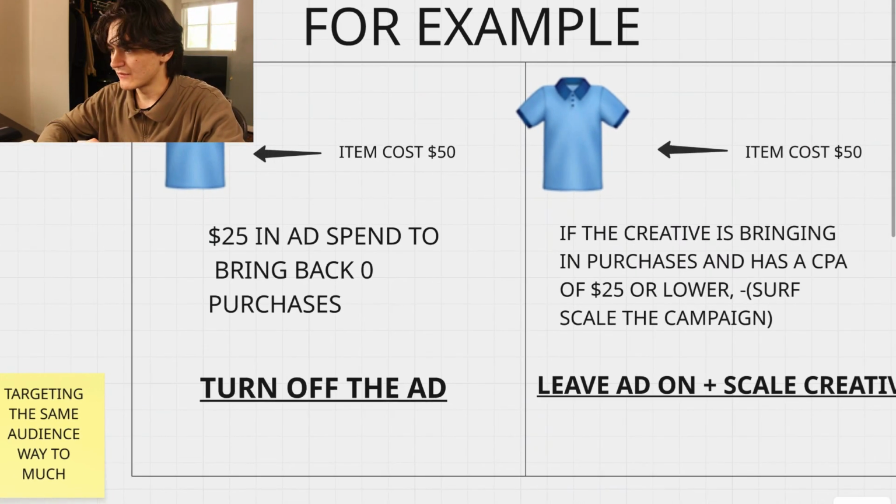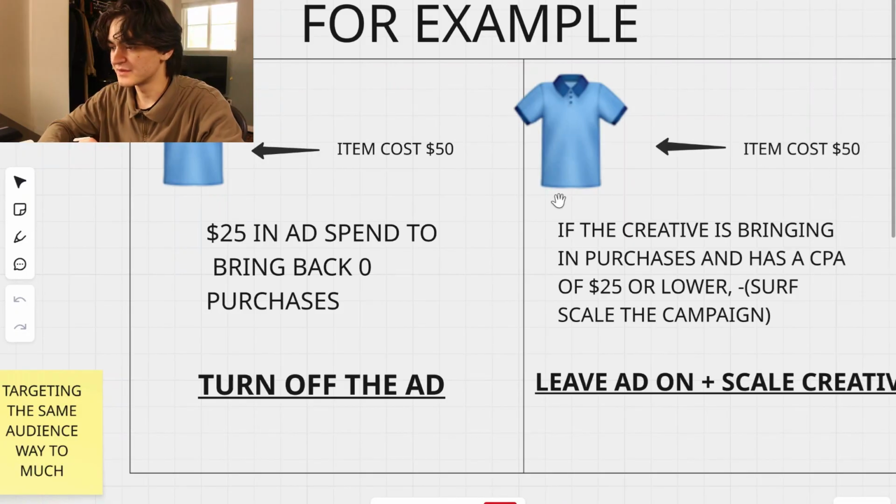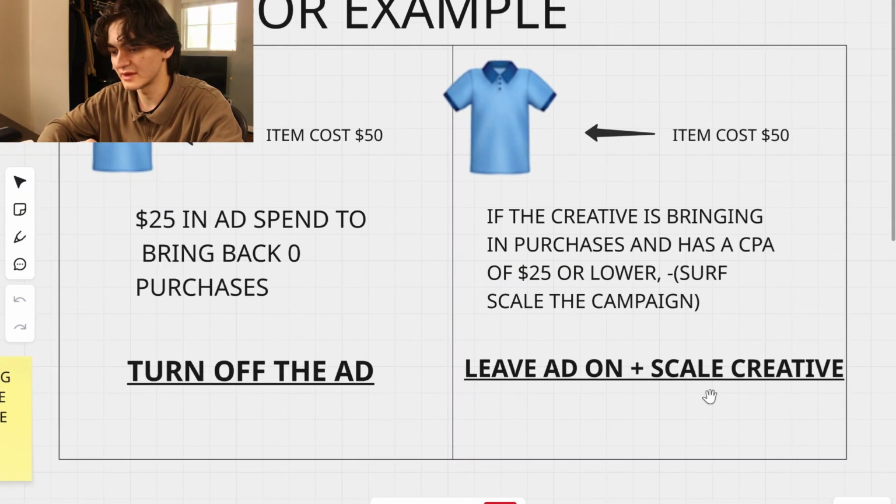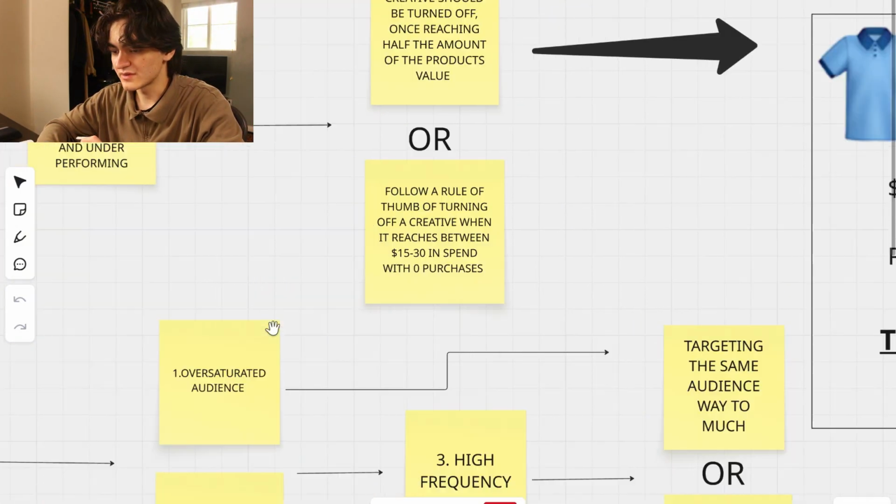Now, if your item costs $50, same thing, but the creative is bringing purchases and has a lower cost per acquisition of $25 or lower, then you want to surf scale the campaign, which means you leave that on and put in more budget, stuff like that. As you can see here, leave ad on plus scale creative. Now, let's go over to the second topic here.